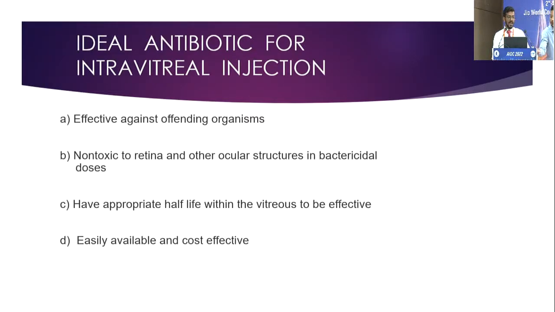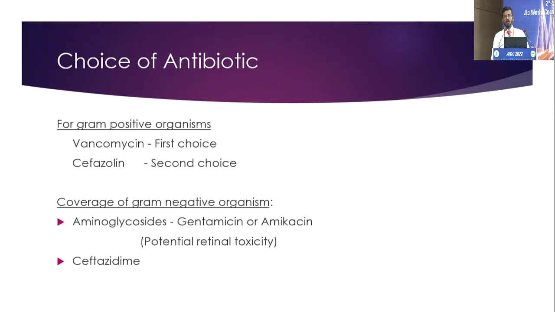Now, which is the ideal antibiotic for intravitreal injection? It should be effective against the offending organisms, non-toxic to the retina and other structures, have an appropriate half-life and be easily available, and last but not least, it has to be cost effective also. For the most common infections, which are gram-positive organisms, vancomycin becomes the first choice of antibiotic, and for coverage of gram-negative organisms, we use mainly ceftazidime. Aminoglycosides are a very good antibiotic against gram-negative organisms, but because of the retinal toxicity, we don't use them more commonly. So the most common choice of antibiotics becomes vancomycin plus ceftazidime.